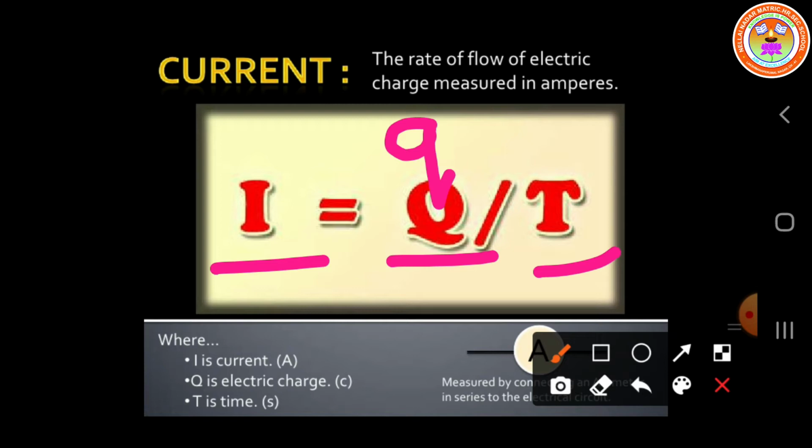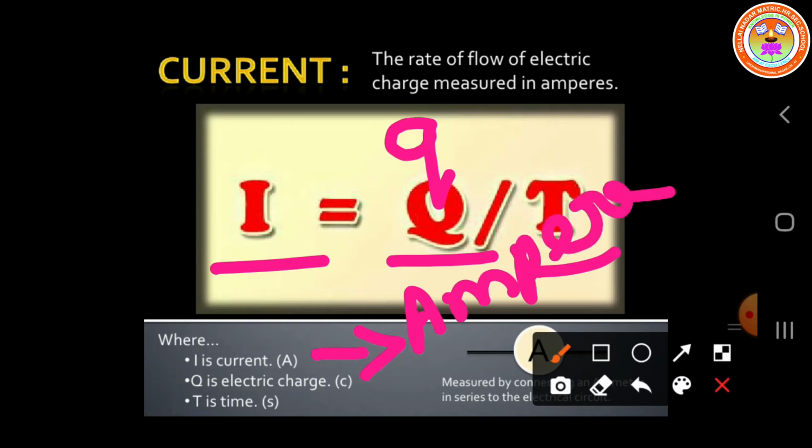So let me discuss the unit of electric current. The unit of electric current is ampere. The ampere symbol we can take as capital A. If you are writing the full form of ampere, we have to write everything in small letters. But when you are considering it as a symbol, we can take it as capital A.